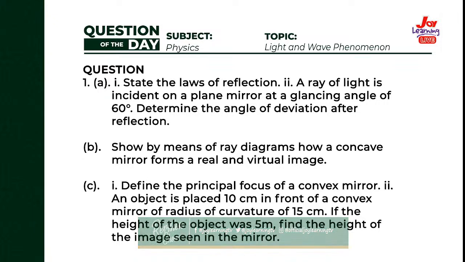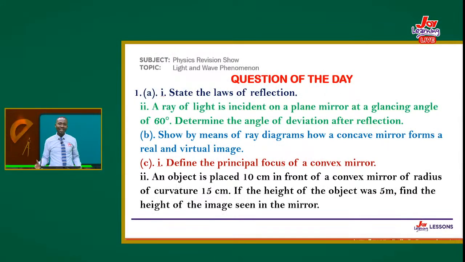Then 1B, it says, show by means of ray diagrams how a concave mirror forms a real and virtual image. So in this case, we are talking about diagrams. And in those diagrams, show us how a concave mirror is going to form a real image and how this same mirror is going to form a virtual image.